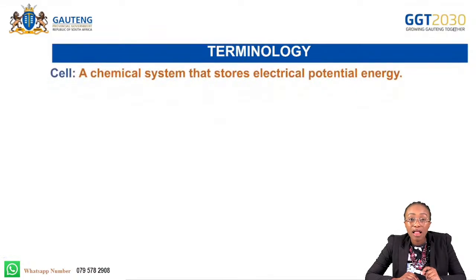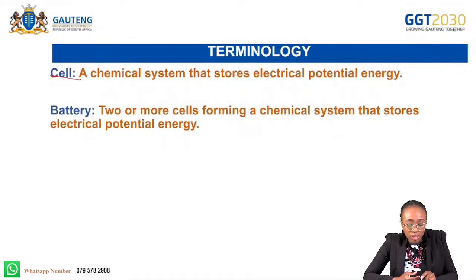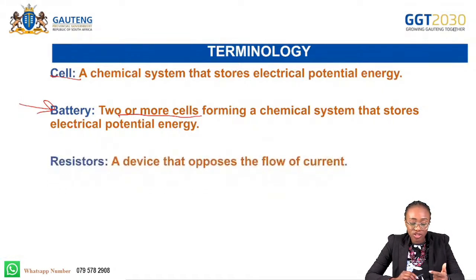A cell. What is a cell? A cell is a chemical system that stores electrical potential energy. What is a battery? This is two or more cells. So if it is one, we call it a cell, and if it's two or more cells, it ceases to be a cell and we call it a battery. So a battery is two or more cells forming a chemical system that stores electrical potential energy.